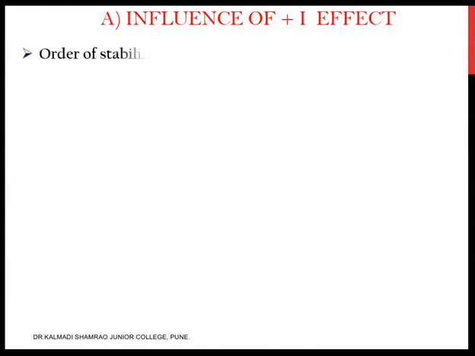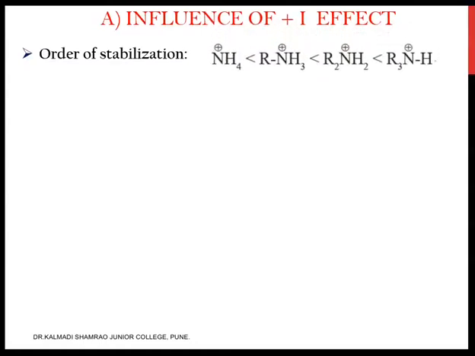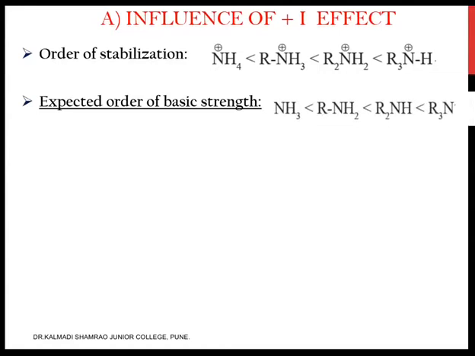Now let us see the influence of positive inductive effect and the order of stabilization. So this is the order of stabilization, that is, ammonium ion is the least stable, whereas the conjugate acid of a tertiary amine is the most stable. Now the expected order of basic strength will be that the tertiary amine should be the most basic amine, followed by secondary amine, followed by primary amine, followed by ammonia molecule.